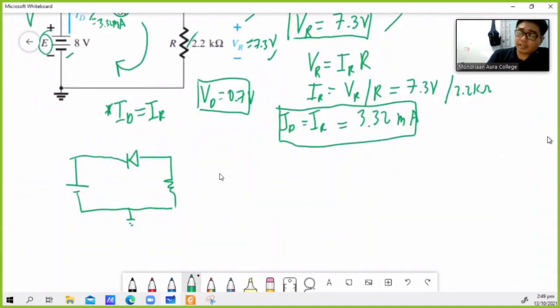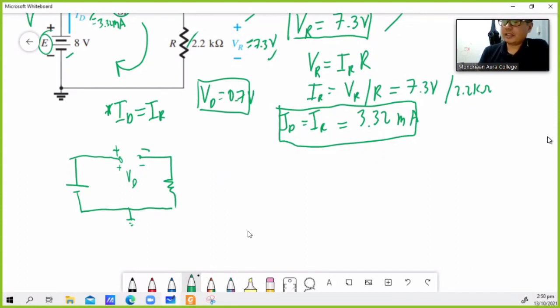Okay, so the cathode is positive and the anode is negative. That means it is reverse biased. The equivalent circuit of a reverse biased diode is open, since there is no path for current. Our output voltage is equal to 0. So the question here is, what is the diode voltage V sub D?